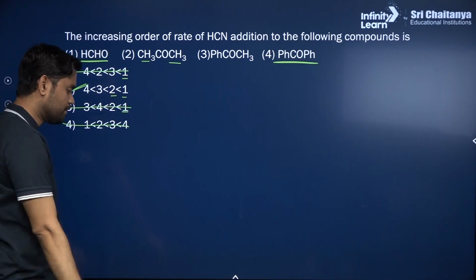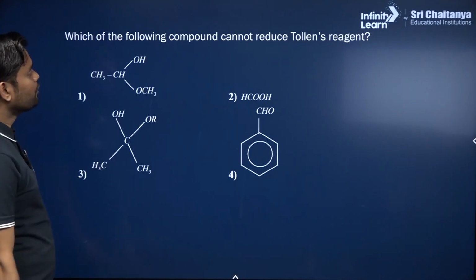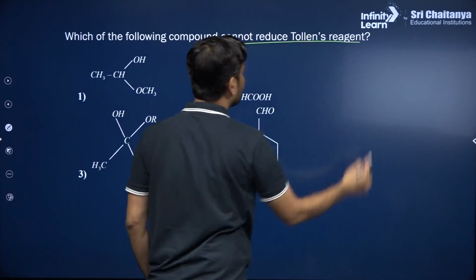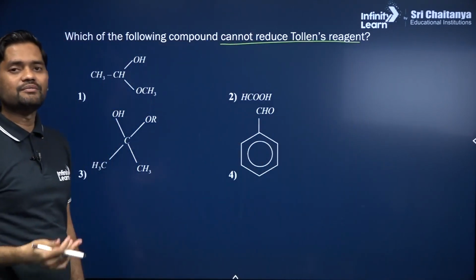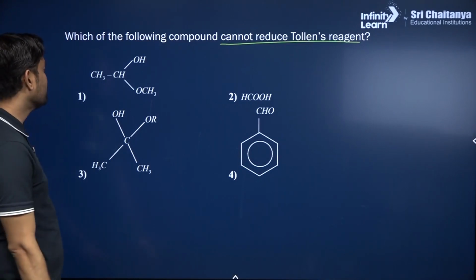Sure. Got it. Then next, which of the following compounds cannot reduce Tollens reagent? Cannot reduce Tollens reagent. So, to be very specific, ketones cannot reduce Tollens reagent.